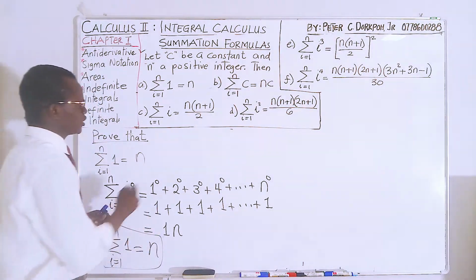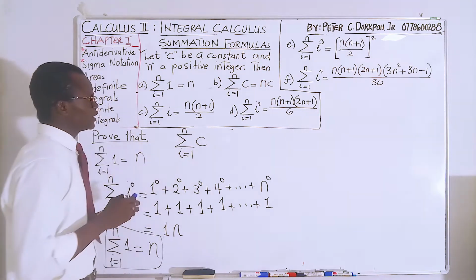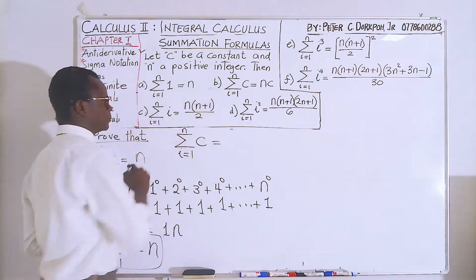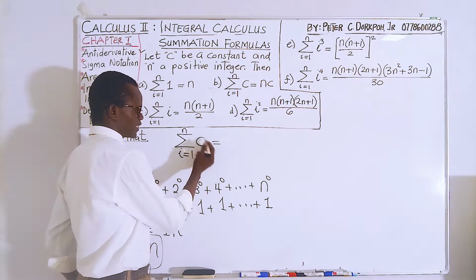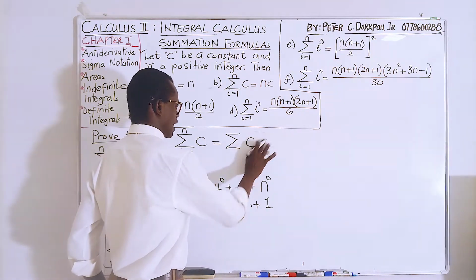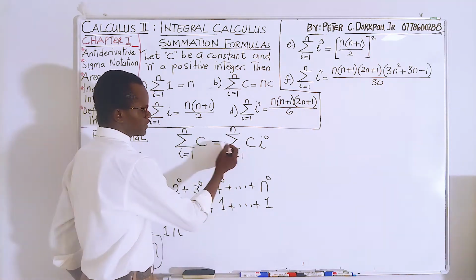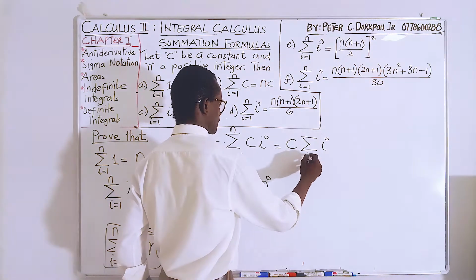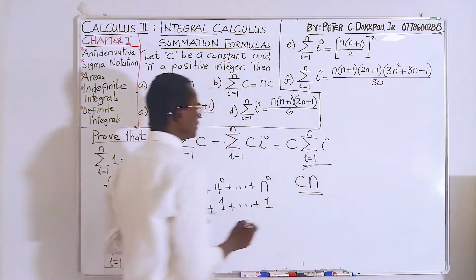So for the next one, the summation of a constant c as r leads from 1 to n, it is similar to this one. So now, we use the property of summation notation. The property states that if you have a constant, you can factor out that constant. Remember now, we can rewrite this thing as c times r raised to the power 0 as r leads from 1 to some n. So we can factor out this c now. We will have c, the summation of r raised to the power 0 as r leads from 1 to n. So we know that this one now is just equal to n. So it becomes cn.